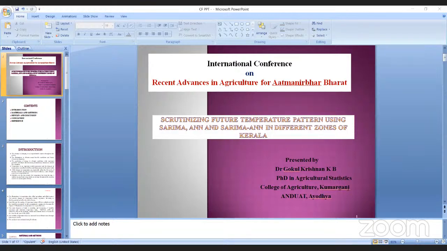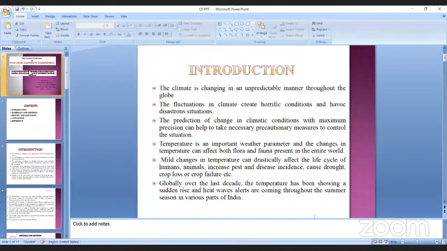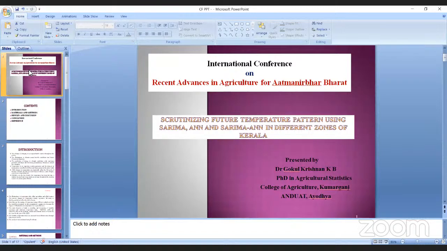Whether my slides are moving? Yes, they are visible, but not moving. I think it is in the first slide, the title slide. Yes, they are now moving. Okay, you can start now.